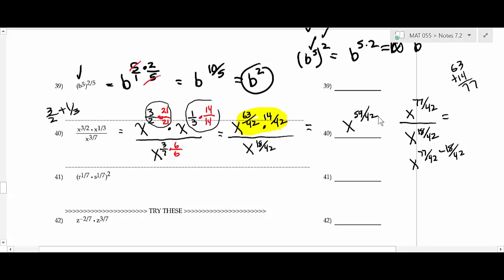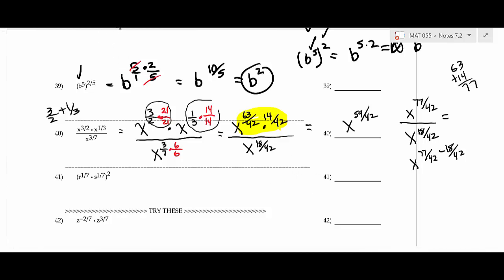Mostly what you're doing with these problems is fraction arithmetic, but you're applying your properties of exponents. That's the idea. So if you add fractions, you better get a common denominator if you don't already have one. Does everybody follow that okay? All right. Now the next one.